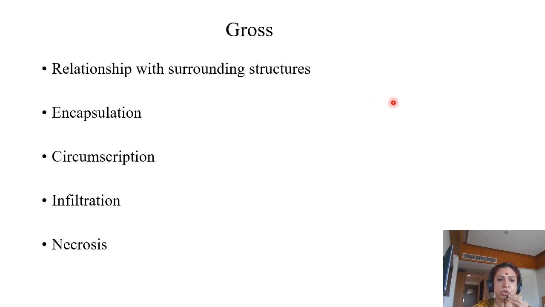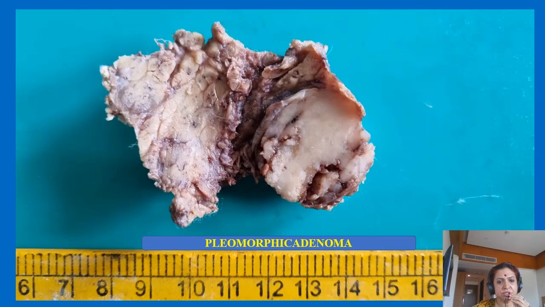So grossly, what all will you look for? You can look for the relationship with surrounding structures, whether there is encapsulation, circumscription, infiltration, necrosis. So that you can look for, and this is a classical case of pleomorphic adenoma, which is quite circumscribed, and I don't know whether you can appreciate the chondromyxoid looking areas in the gross.